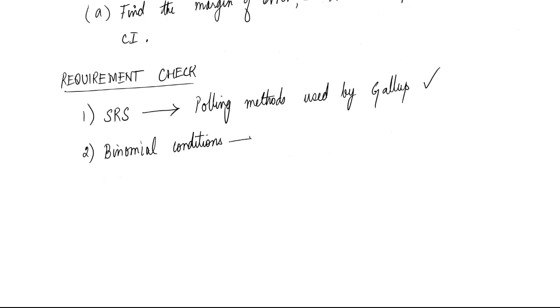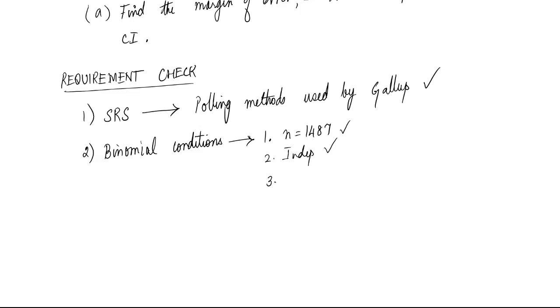So then go for all the 4 conditions. Okay, fixed number of trials. Yes, n is 1487. That's fixed. It's a fixed number. Are they independent? Yes, right, because one person's response does not affect the other person's response. The chance of their response does not depend on the previous respondents. So it is independent. So that is a check.